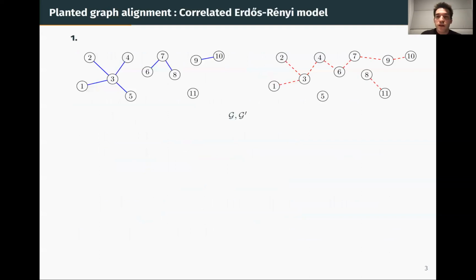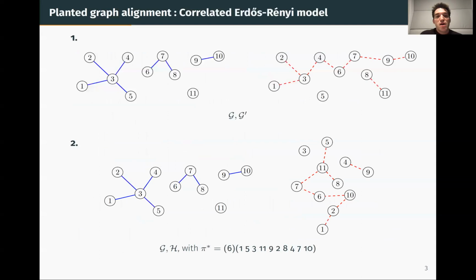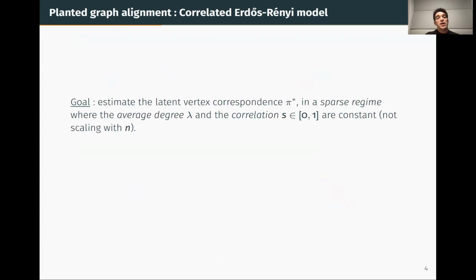So just to illustrate, we first draw a G and G prime, and then we blend a permutation, and we end up with two graphs, G and H. So you see that these graphs here are correlated. They have a decent amount of common edges, and it's more difficult to see that they are correlated because we have this relabeling. So graph matching is simply recovering this relabeling. And this is the main goal, right?